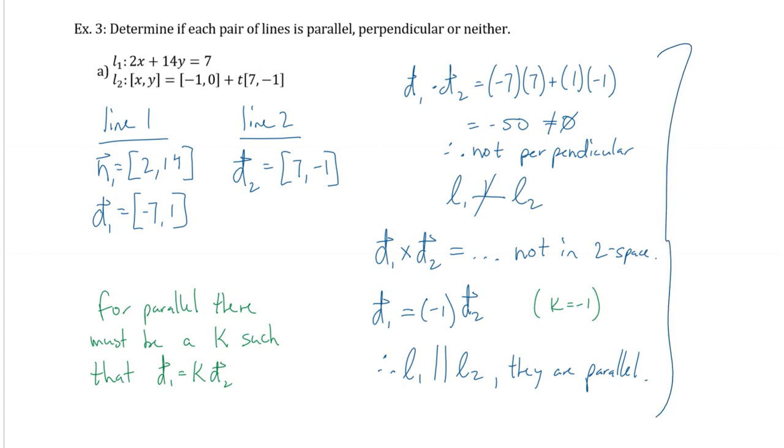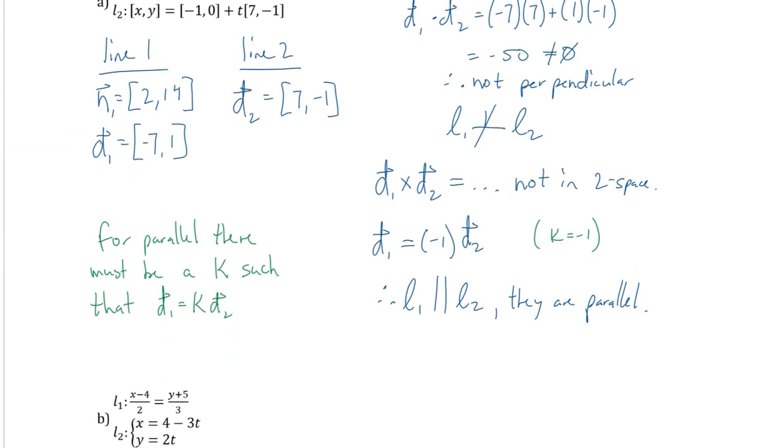Now, if it's neither, you would have to show that both don't work. You would have to show that the dot product is not 0, and then you'd have to just state that they're not a scalar multiple of each other. There is no such k that d1 is equal to k times d2. You would just say that. And I think we saw an example of that yesterday.